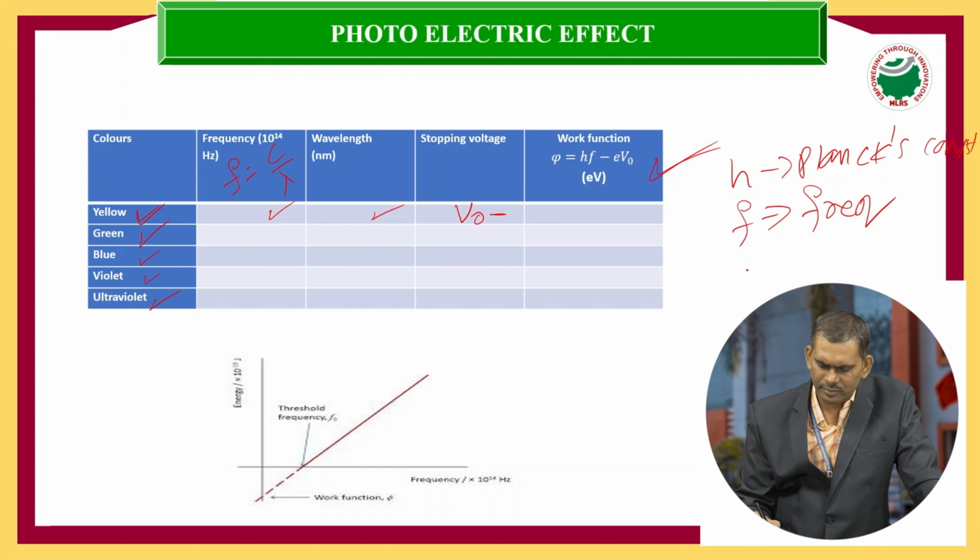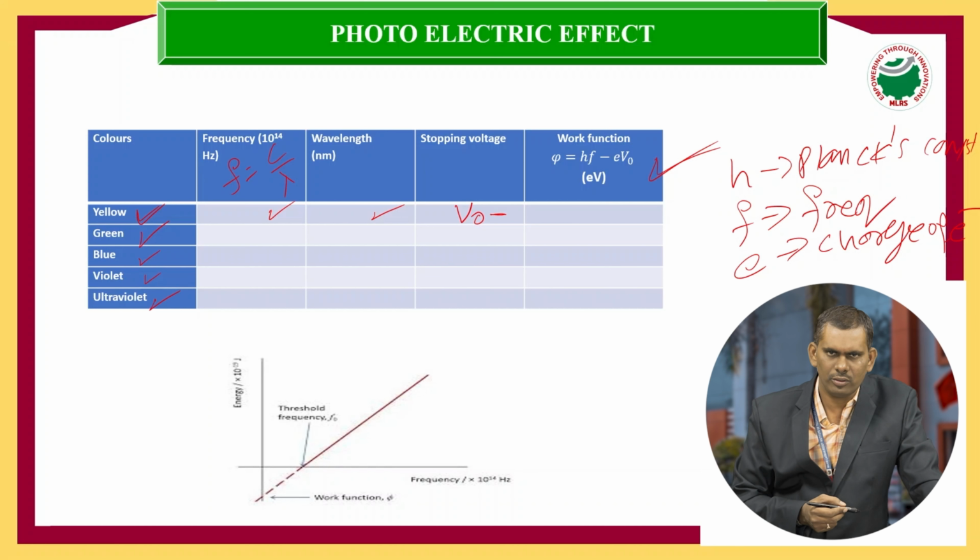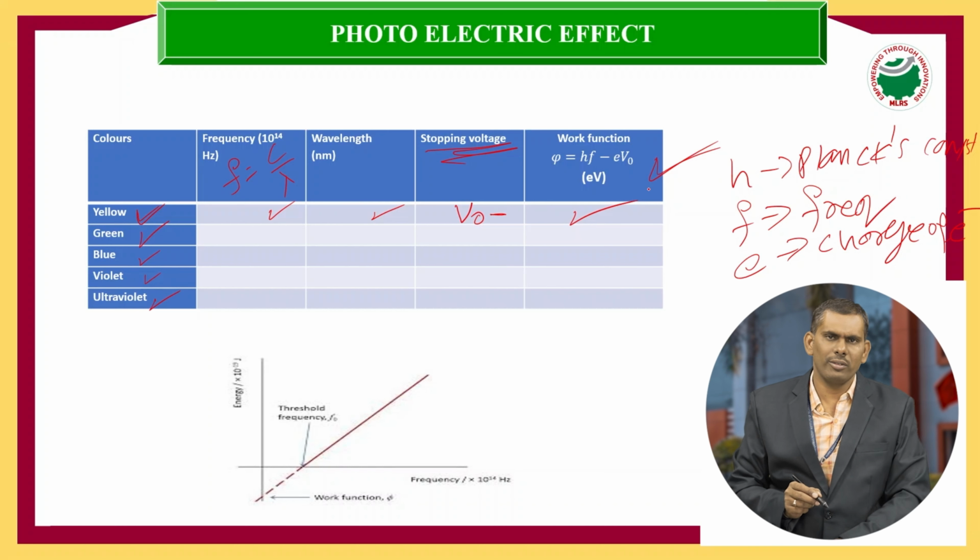And next, e represents the charge of the electron, a fixed value we know, 1.6 into 10 power minus 19. That value you can substitute in the place of e. And finally eV naught, where V naught is nothing but our stopping potential. We already got the stopping potential by executing the experiment, so that value you can substitute in the formula. Then you can get the value of the work function for the yellow wavelength.